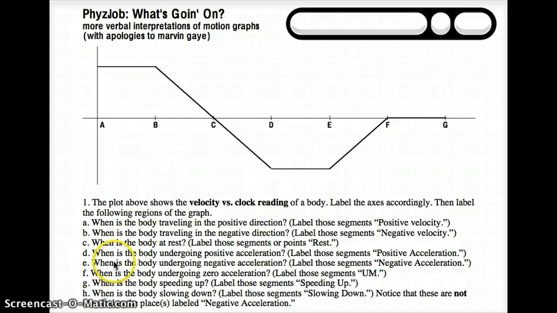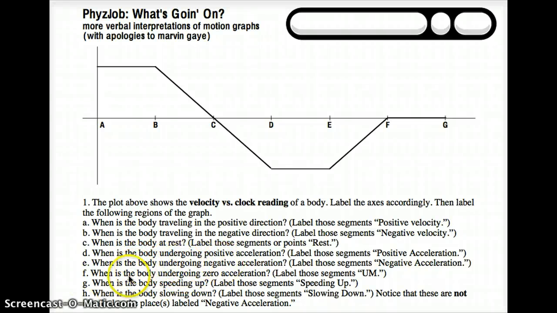D, sorry. When is the body undergoing positive acceleration? Since acceleration is velocity over time, and this is a velocity versus time graph, the acceleration would have to be the slope of the graph. So the body has a positive acceleration when the slope of the graph is positive, and this is from this region right here, from E to F.